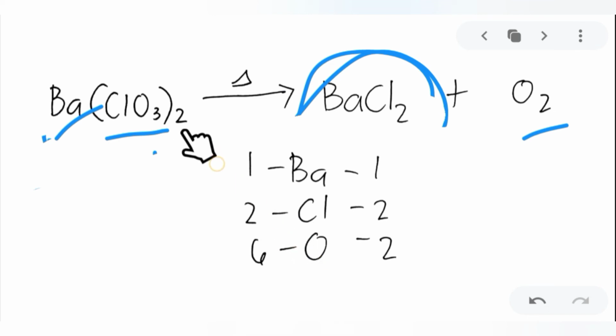For chlorine, we have 2 pieces of that, 2 times 1 here, that is 2. For oxygen, we have 6 pieces of that. Now on the product side, we have 1 piece of barium, 2 pieces of chlorine here, and then 2 pieces of oxygen. So as you can see, this is not a balanced equation.